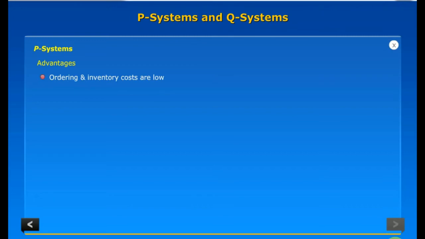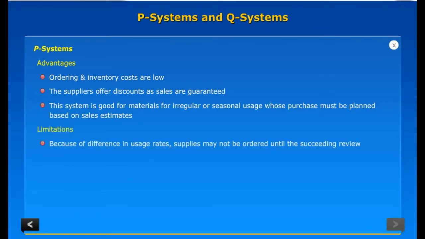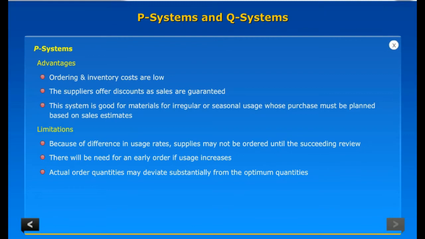Advantages: ordering and inventory costs are low. The suppliers offer discounts on sales or guaranteed. This system is good for materials of irregular or seasonal usage whose purchase must be planned based on sales estimates. Limitations: because of difference in usage rates, supplies may not be ordered until the succeeding review. There will be need for an early order if usage increases. Actual order quantities may deviate substantially from the optimum quantities.